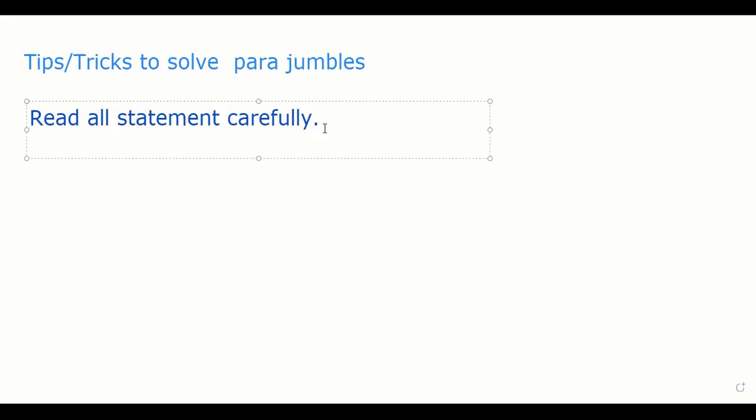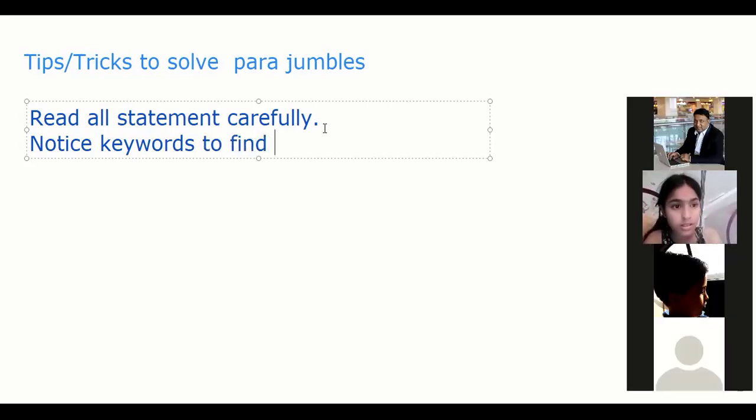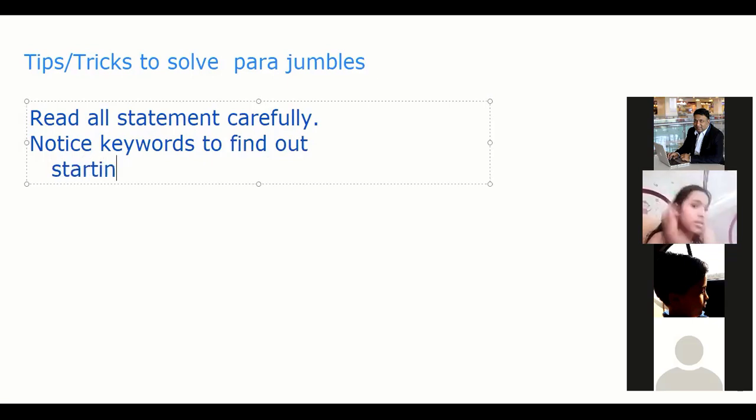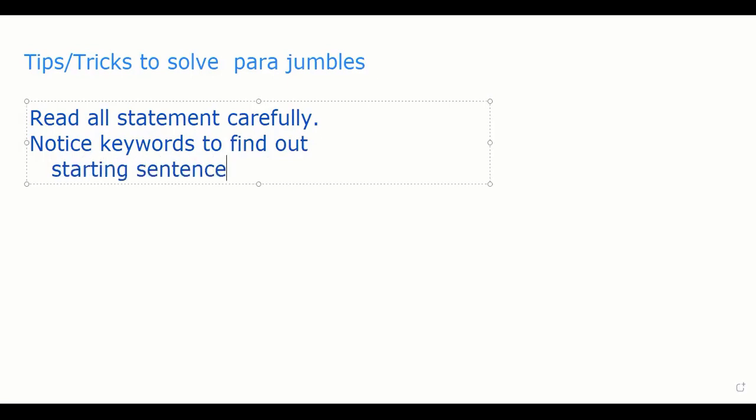I'll give you the second main thing: notice keywords. Keywords not for understanding the whole meaning of the paragraph. No. Notice the keywords to find out the starting sentence and ending sentence. Our objective is to find out, of all the sentences, which can be the first sentence, which cannot be the first sentence, which can be the end sentence. That is one of the tricks.